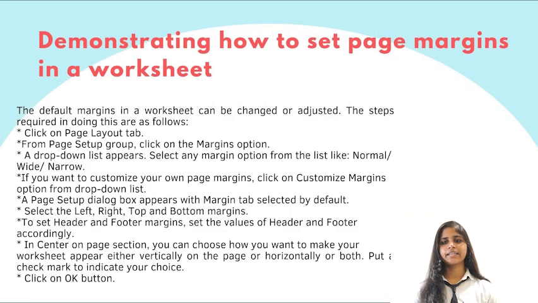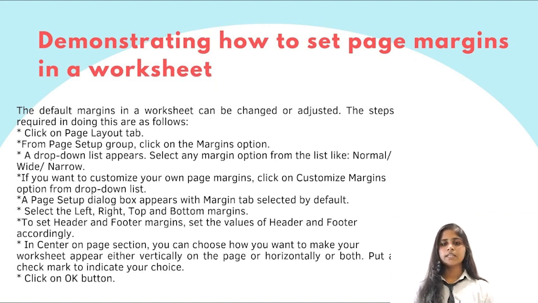Coming to our next topic, that is demonstrating how to set page margins in a worksheet. The default margins in a worksheet can be changed or adjusted. So we have to see some steps by which we can do this activity. First of all, click on the Page Layout tab. From the Page Setup group, click on the Margins option. A drop-down list appears. Select any margin option from the list like Normal, Wide, Narrow, whatever you want. Then if you want to customize your own page margins, click on the Custom Margins option from the drop-down list.